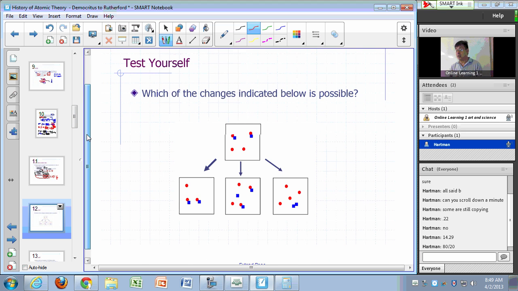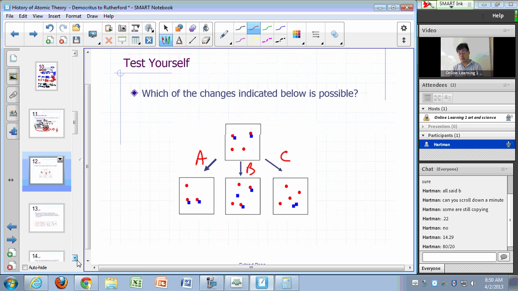All right, let's just do a quick check of Dalton's theory. Which of the changes indicated below is possible, A, B, or C, according to Dalton's theory? Okay, correct answer is C.